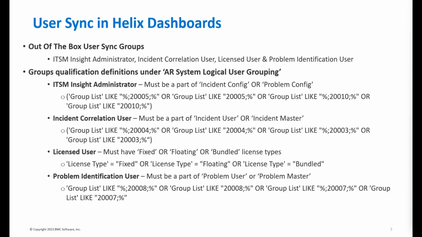So our first topic for today is user sync in Helix dashboards. We do have two sections associated to this. One is covering what is available out of the box. Number two being how you could tailor it according to your needs. Out of the box, we do have four predefined groups: ITSM Insight Administrator, Incident Correlation User, Licensed User, and Problem Identification User. All these groups have associated qualifications. The basic one is the licensed user, where it checks if the user has a fixed, floating, or bundled license type.